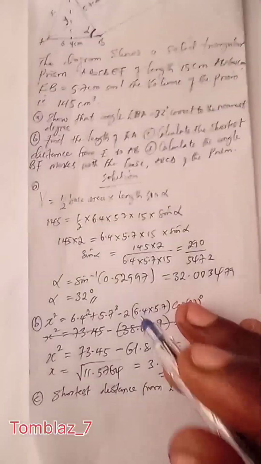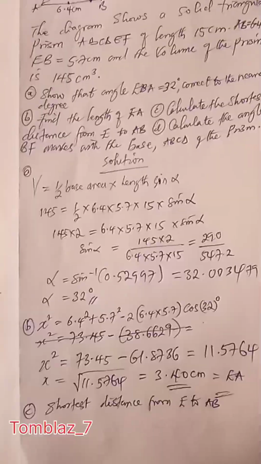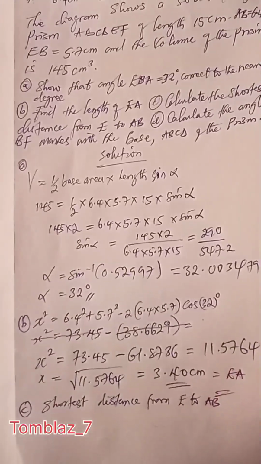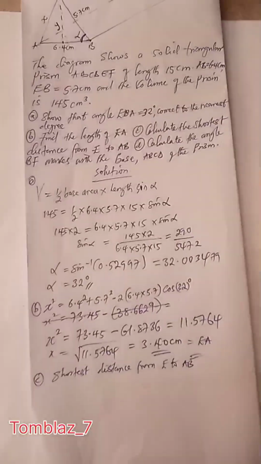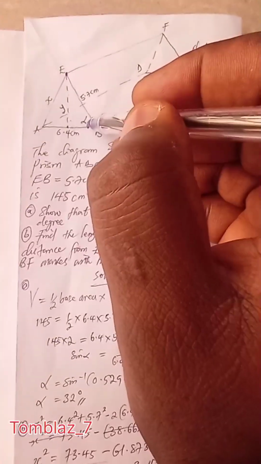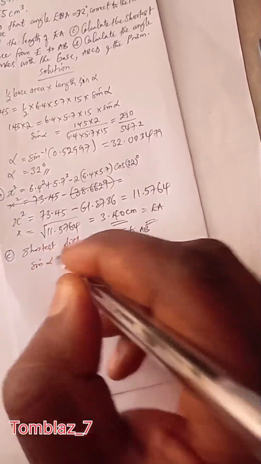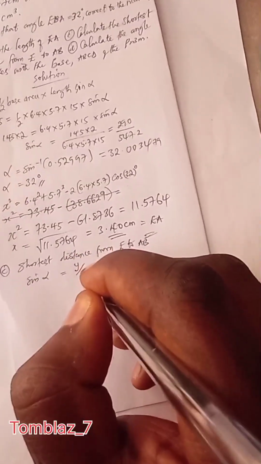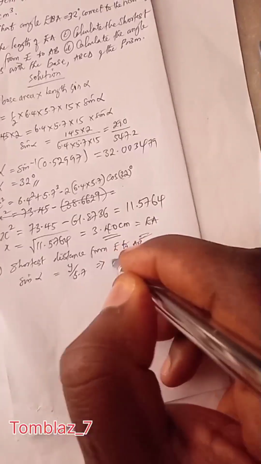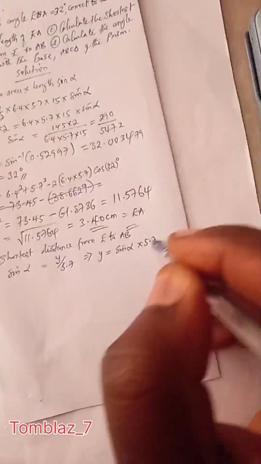Okay, so let's see how shortest distance can be found. Now, what we should observe is, when we have created that, if you look at it, you can apply the sine rule. So you say sine alpha is opposite over the hypotenuse. So we have sine alpha, opposite is y, hypotenuse 5.7. So y will be equal to sine alpha times 5.7.